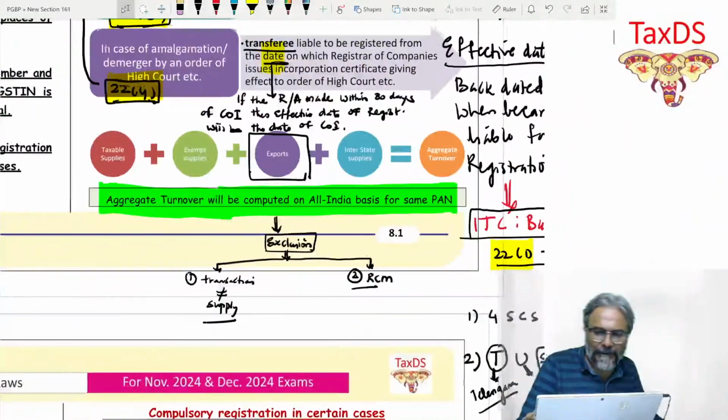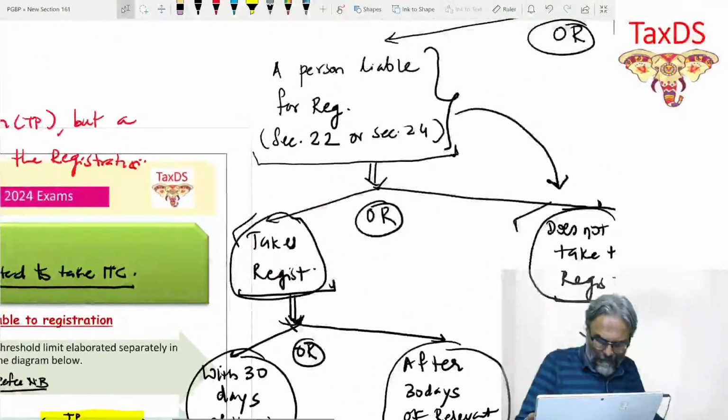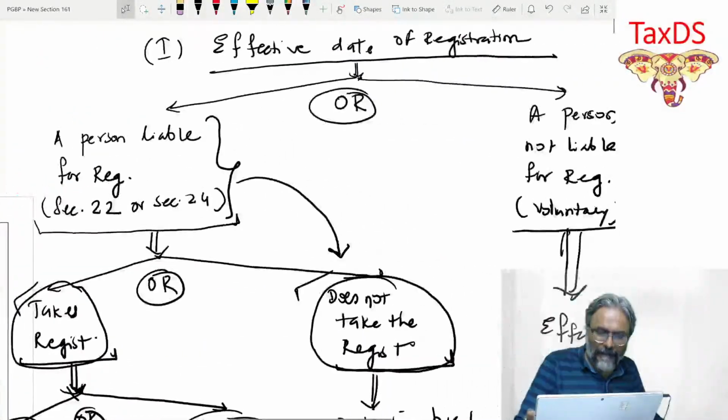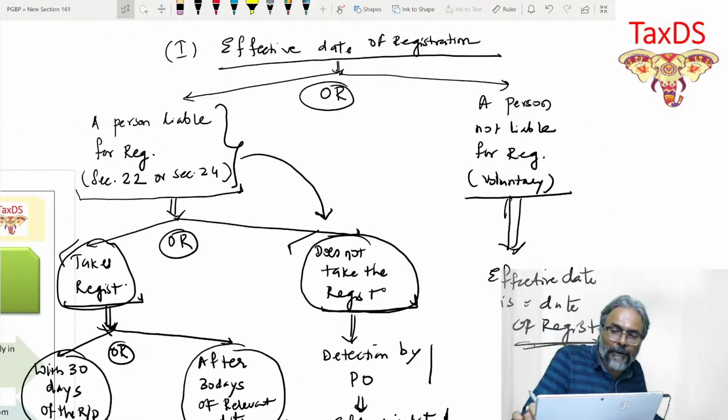Now, students, we started off with the discussion on the effective date of registration. So, what is the effective date of registration, students? First of all, we discussed whether a person is liable for registration or not, and that liability to get themselves registered was under section 22 and 24.